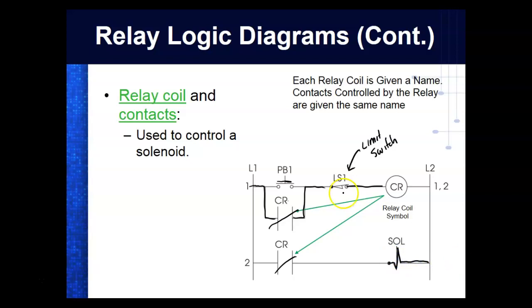And then, of course, when it comes up here and it hits this limit switch, the limit switch opens. This is the normally closed limit switch. It calls CR to de-energize. This contact will open, and then everything will go back to its normal state. Are we okay?